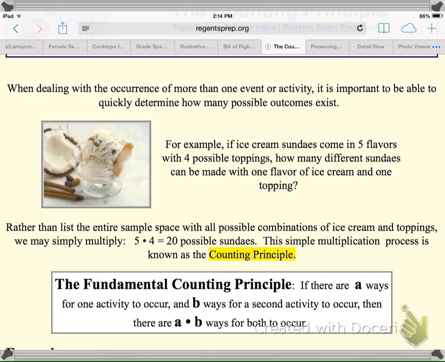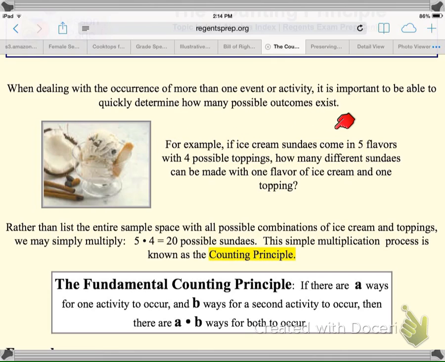Okay, so by now your grid composition book should be out and you should be ready to go. We're going to start today with the counting principle. The counting principle is to help you deal with the occurrence of more than one event or activity and to be able to do it quickly so that you can determine how many possible outcomes exist. You don't have to use the counting principle to figure out how many outcomes exist, but it certainly is the quicker way. Let's talk about this example.